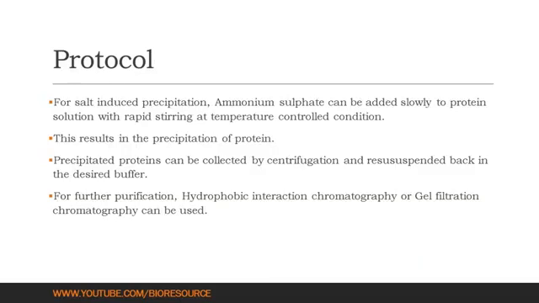For salt induced precipitation, ammonium sulfate can be added to the protein solution slowly with rapid stirring under temperature controlled conditions. Why do we have to add slowly? Because if you add the ammonium sulfate all together, this will create a gradient in the solution. The salt gradient can create changes in the protein precipitation. That's why we have to add slowly, and the temperature has to be maintained.